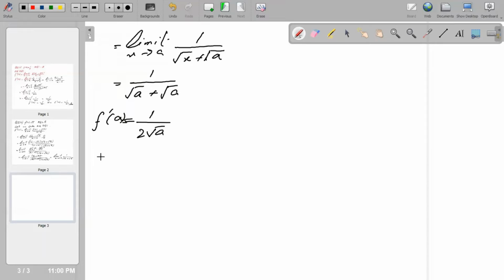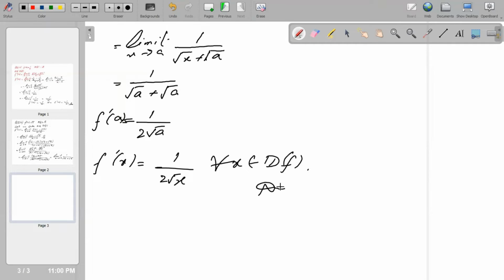So for generalization, f prime of x is equal to 1 upon 2 square root of x for all x belonging to the domain of f. So this is the required answer. Hope you understand this question.